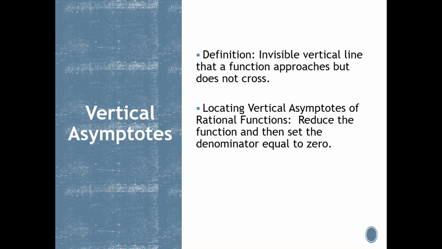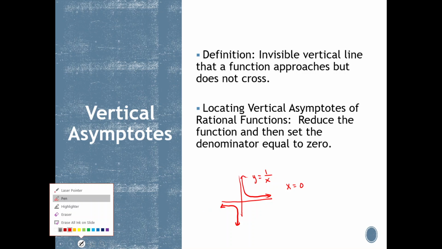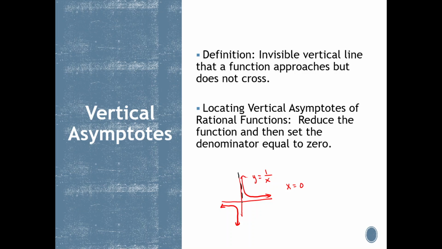And so when you're talking rational functions, the basic rational function 1 over x looks like this. It has a vertical asymptote at x equals 0. We don't see that line, but we can see that the graph is going up towards it on the right and down towards it on the left.